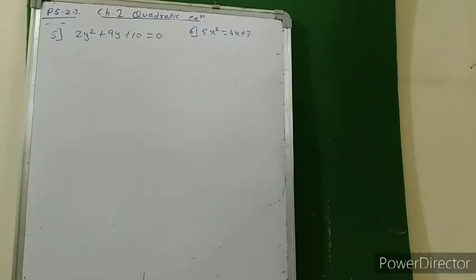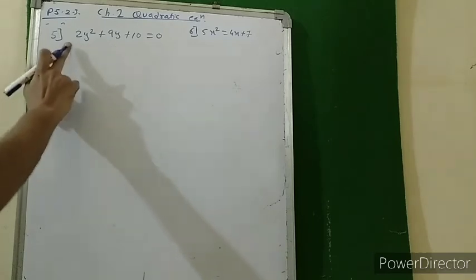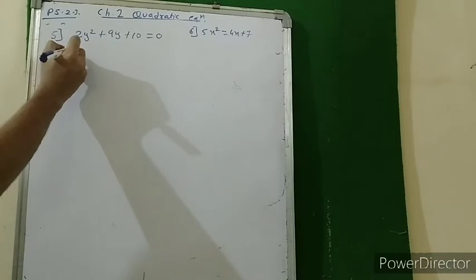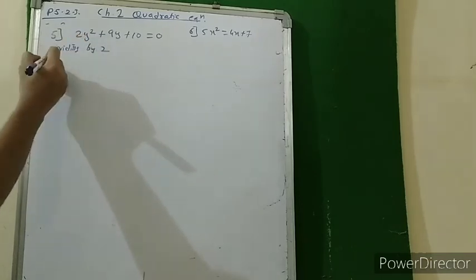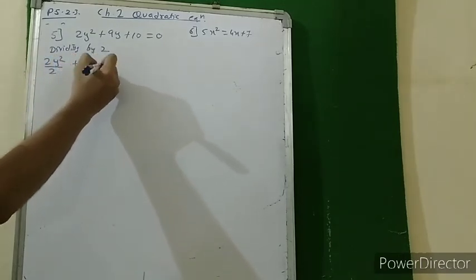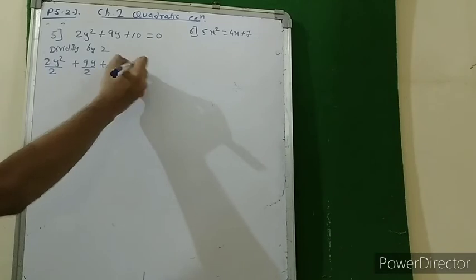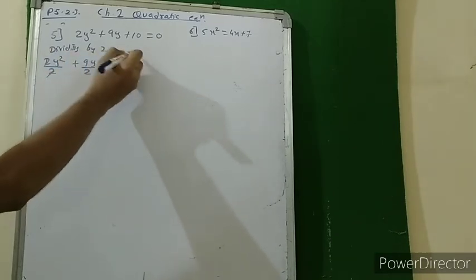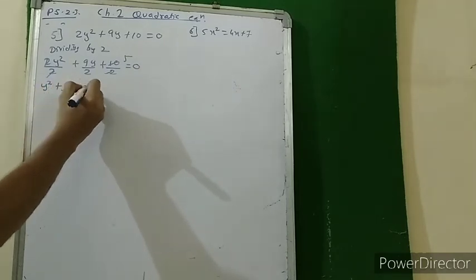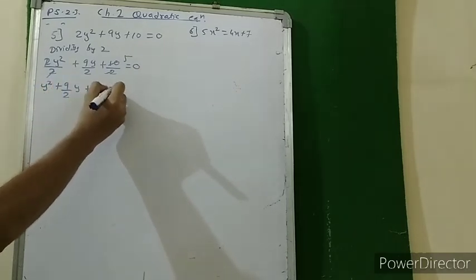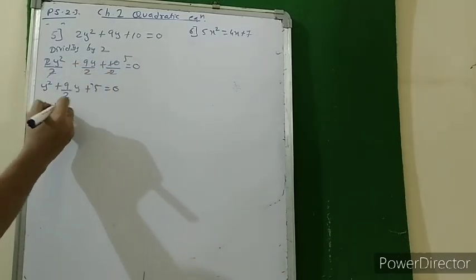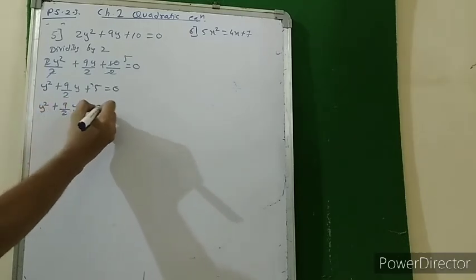Okay, now the next sum is 2y square plus 9y plus 10. First of all, you want the coefficient as 1, so dividing by 2, I will get 2y square upon 2 plus 9y upon 2 plus 10 upon 2 is equal to 0. 2 cancel, 2 5s are 10. We have y square plus 9 upon 2y plus 5 is equal to 0. Now our first step is to send this 5 that side. So we have y square plus 9 upon 2y is equal to minus 5.